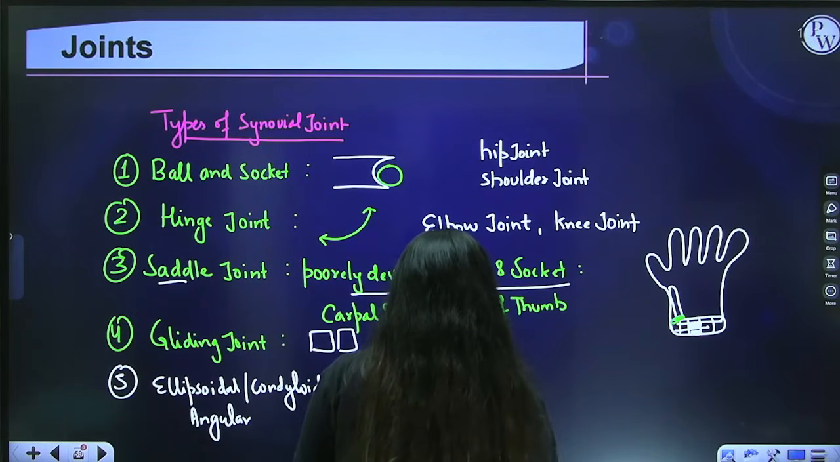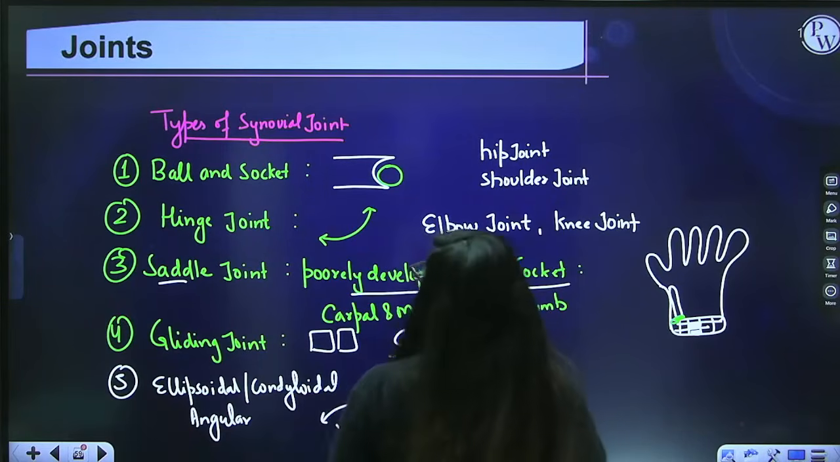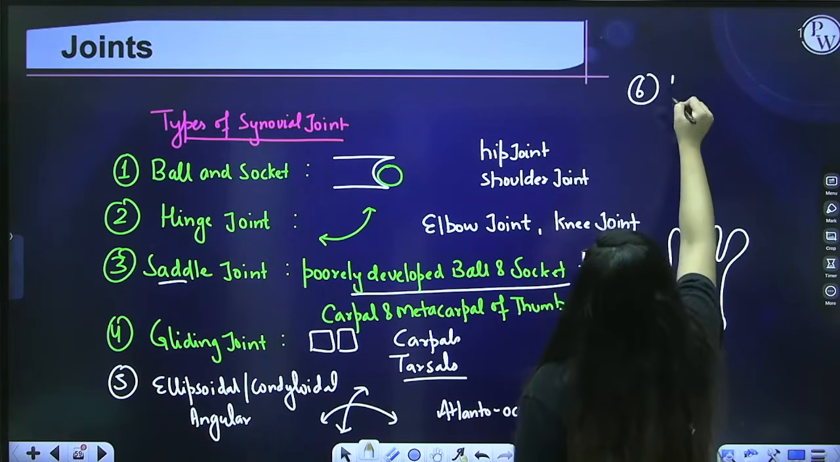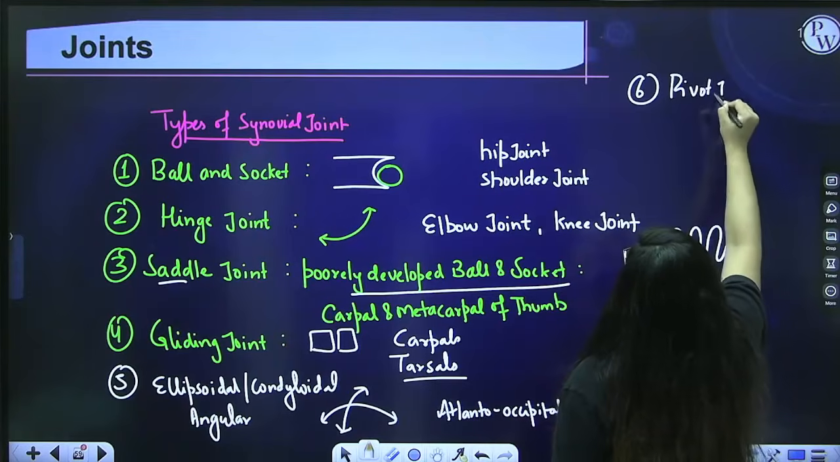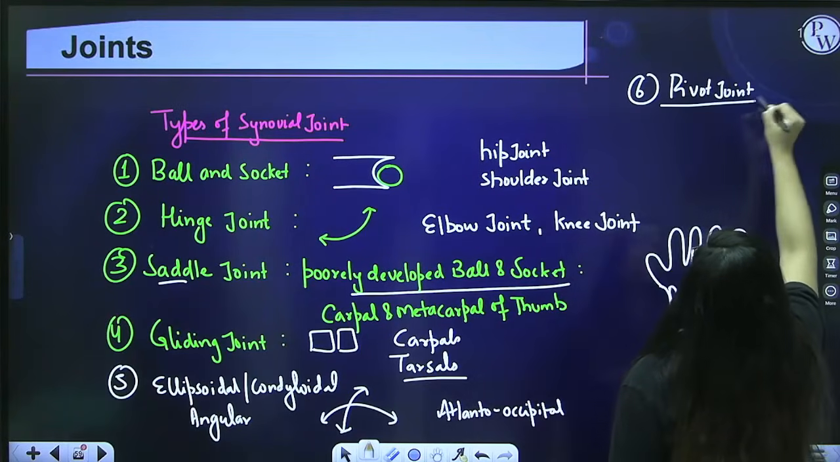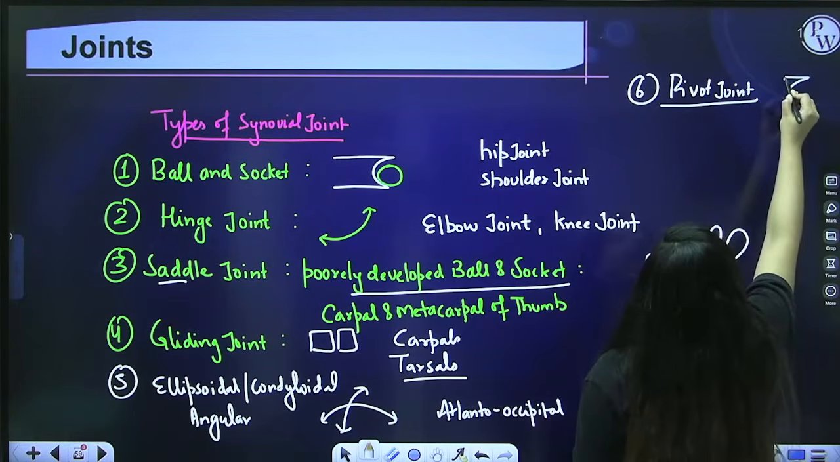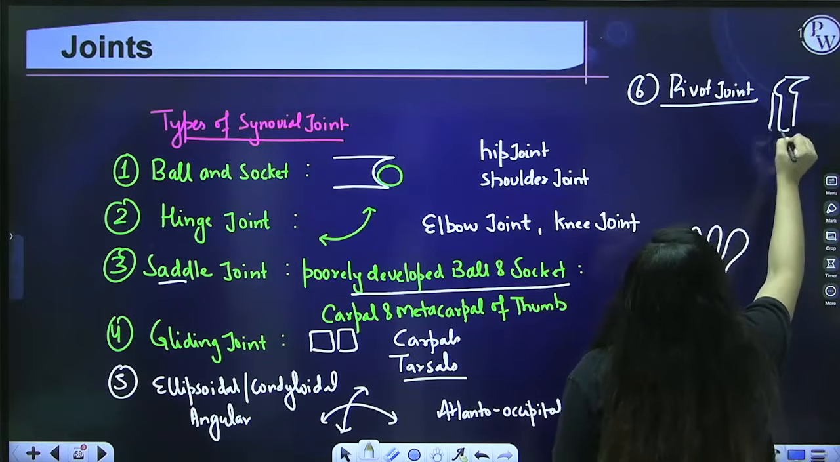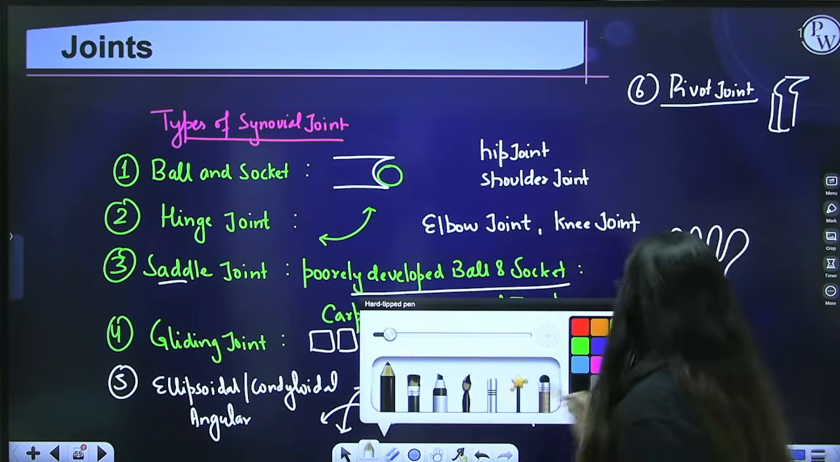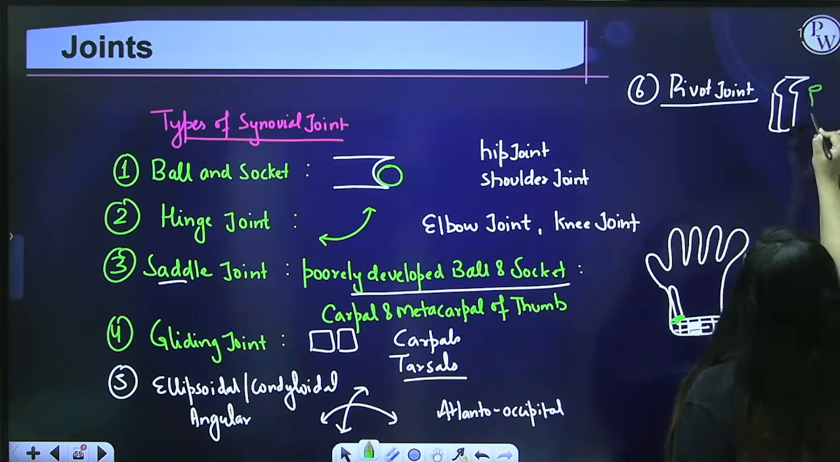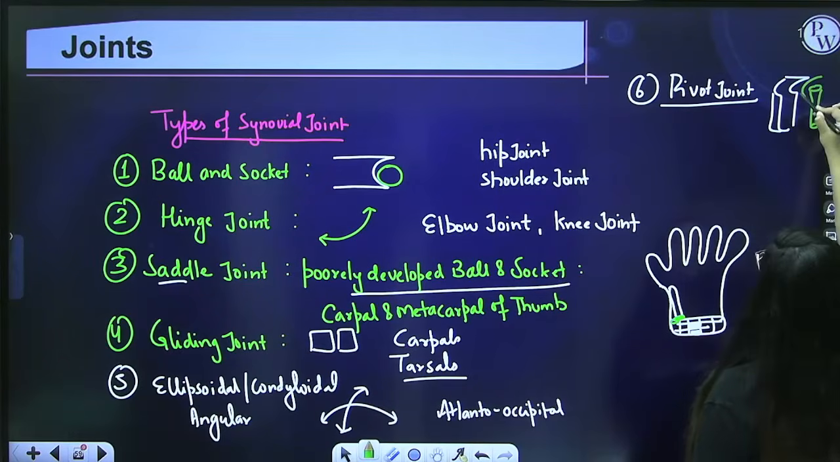Atlanto-occipital. Now the last type of the synovial joint, I'm writing it here, is the pivot joint. In a pivot joint, guys, one bone is fixed like that, and the other one is moving. Imagine this is the second one. So this one is moving in this direction.